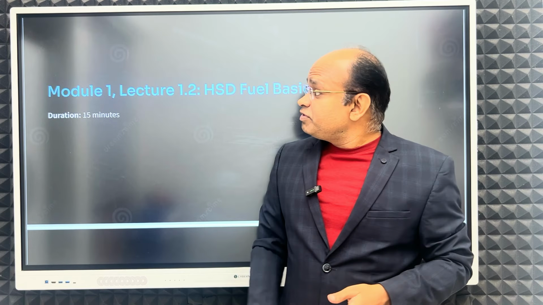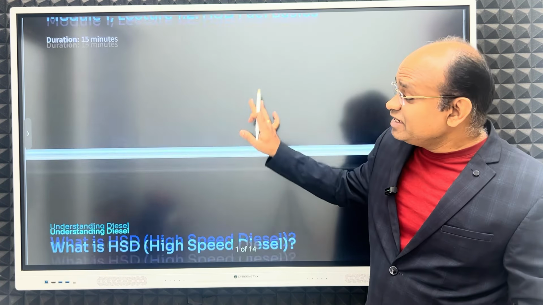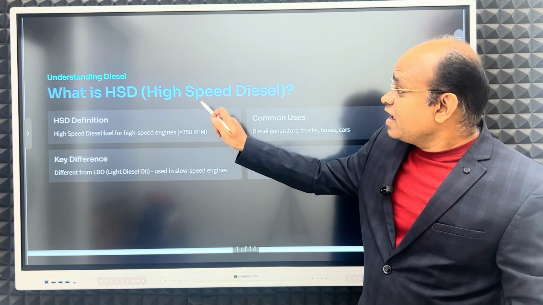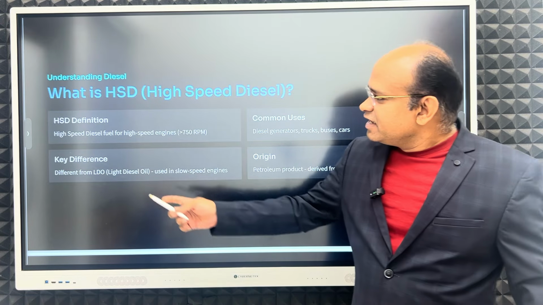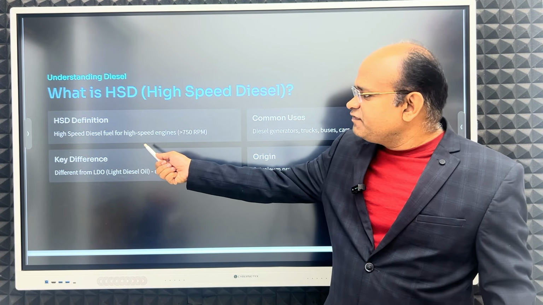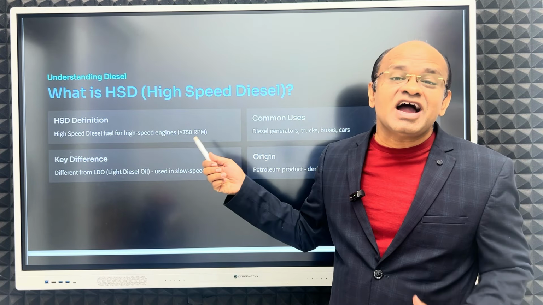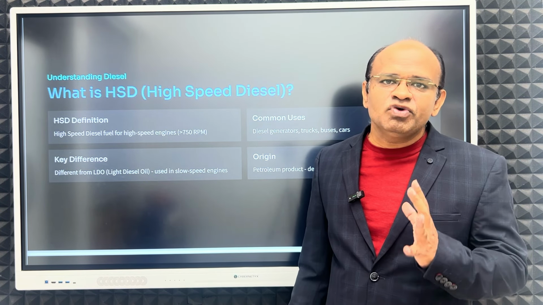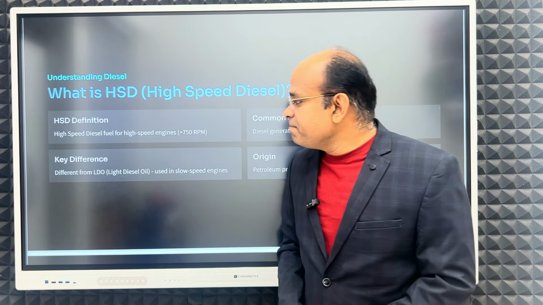In this module, we will see HSD fuel basics. What is HSD? High speed diesel. But what is that? Definition: high speed diesel is fuel for high speed engines. It is meant for high speed engines. What is the RPM? Revolutions per minute should be more than 750 RPM.